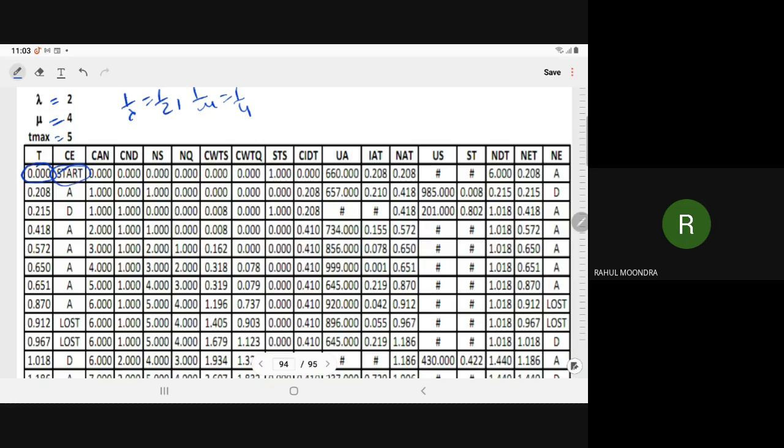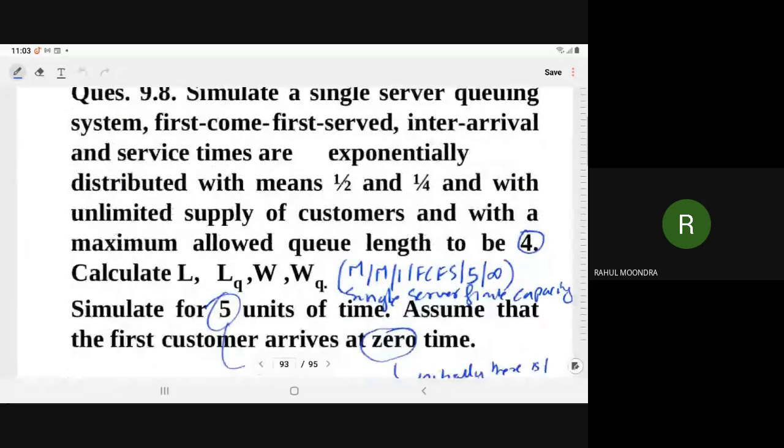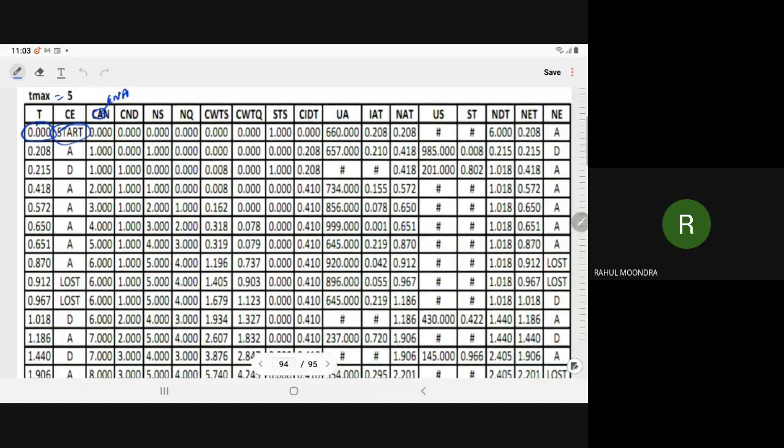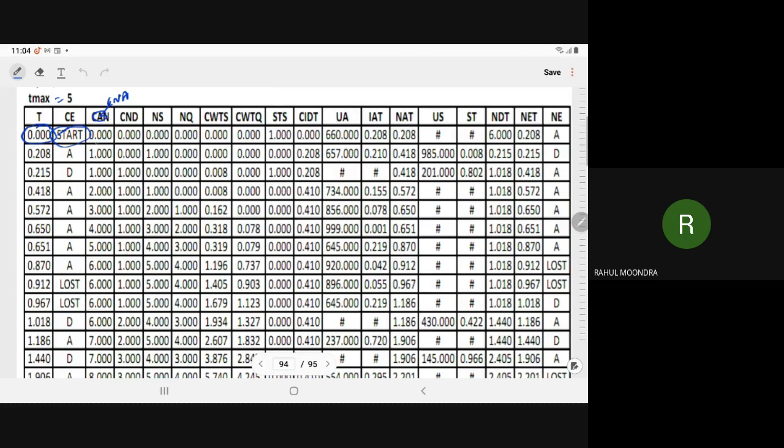At that time, the current event is the start of the simulation. CNA will be 0. We have not taken the CND part here, in the simulation table in the solution, so you assume that there is no customer at t equal to 0. NS is equal to 0, NQ is equal to 0, then CWTS is equal to 0, CWTQ is equal to 0, STS means the server is idle, and CIDT is equal to 0.